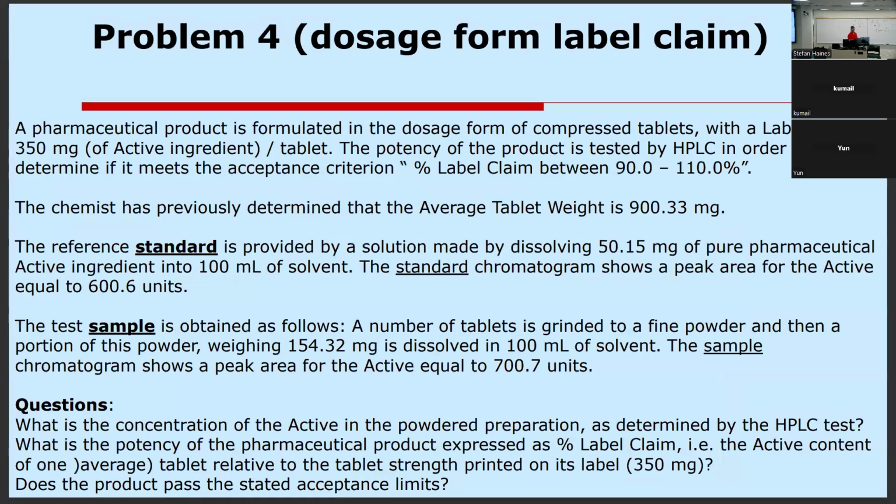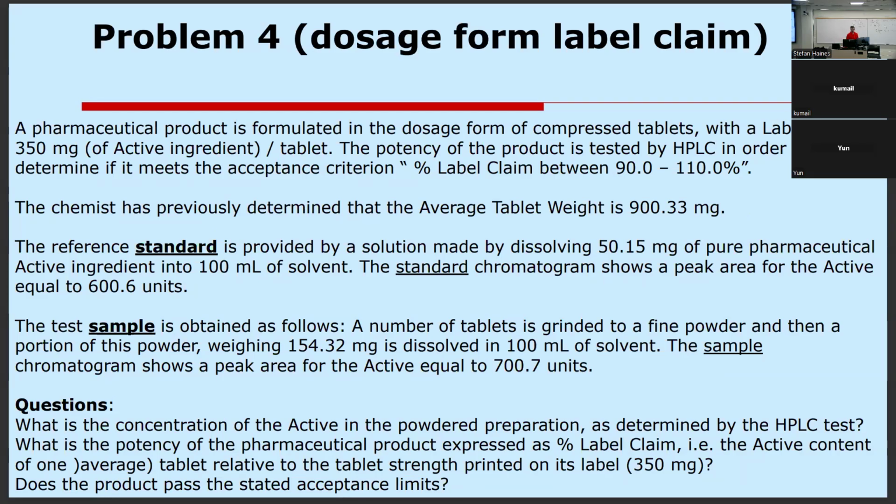And finally, our percent label claim equation or question. So we have our product, we have our tablets, right? Our tablet says it's a 350 milligram tablet. In order to pass QC, it has to be within 90 to 110% of what that label says.